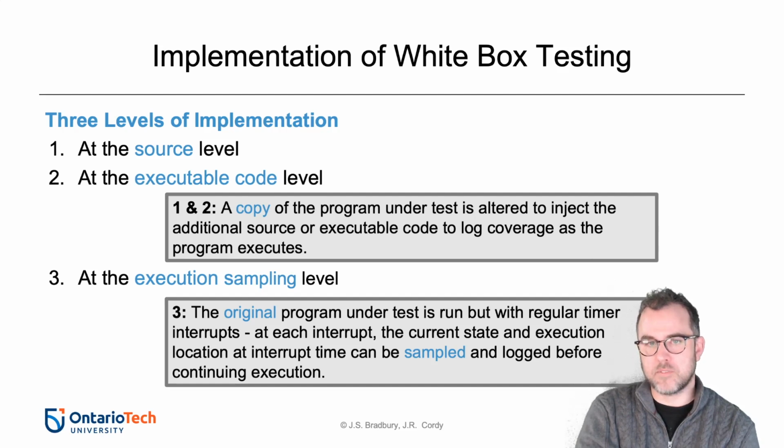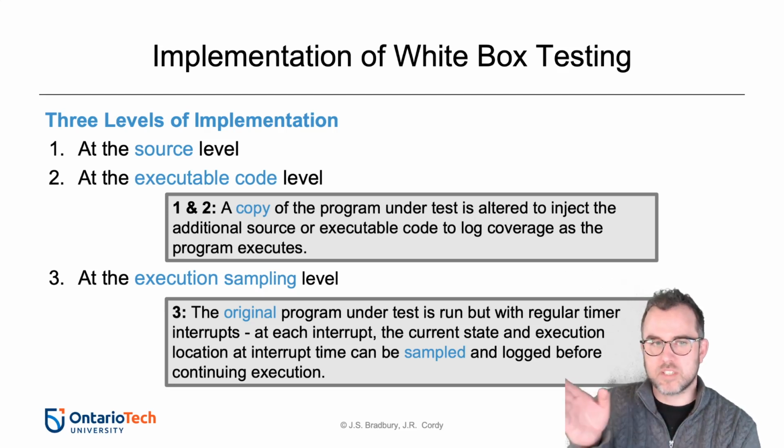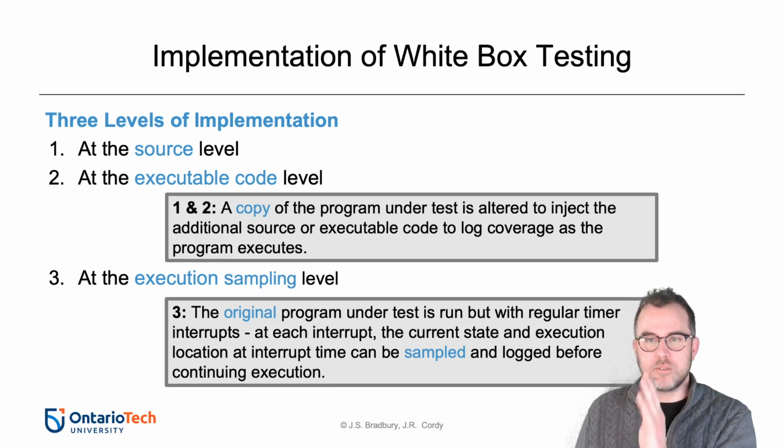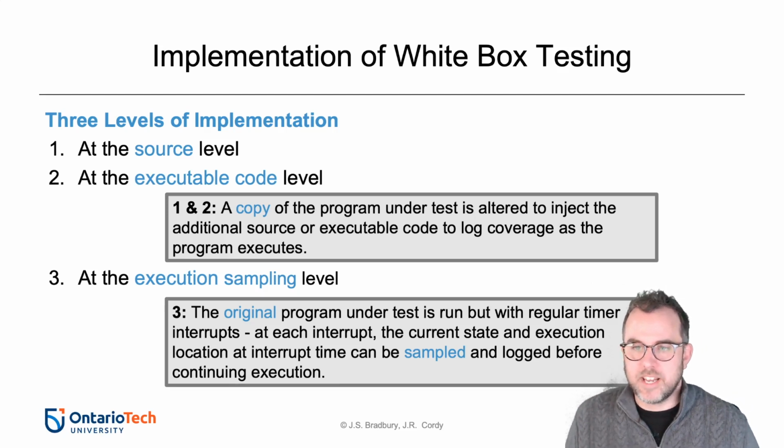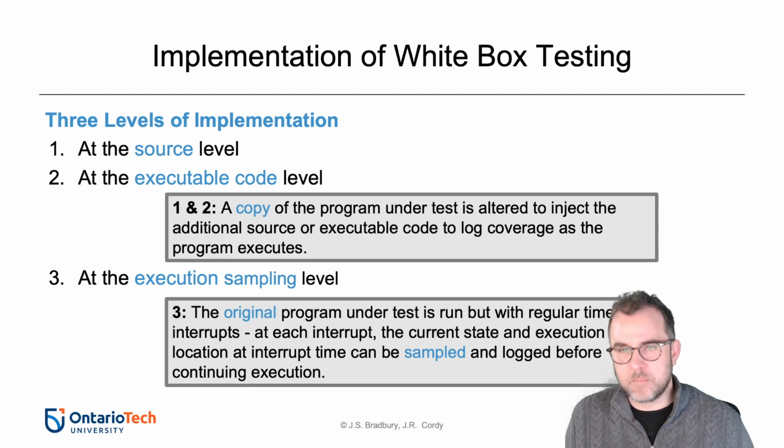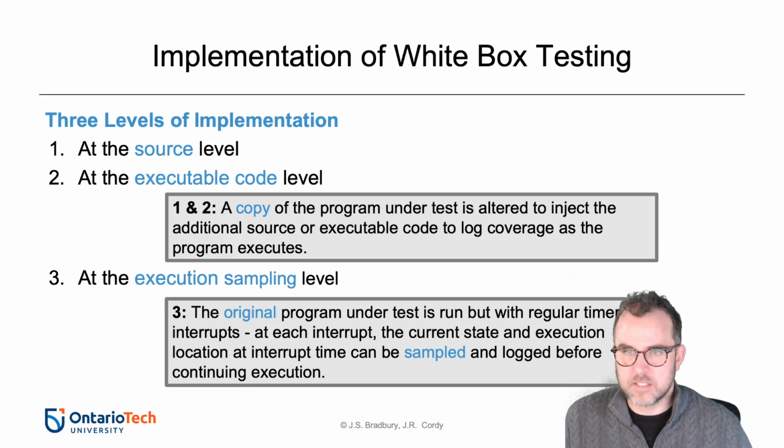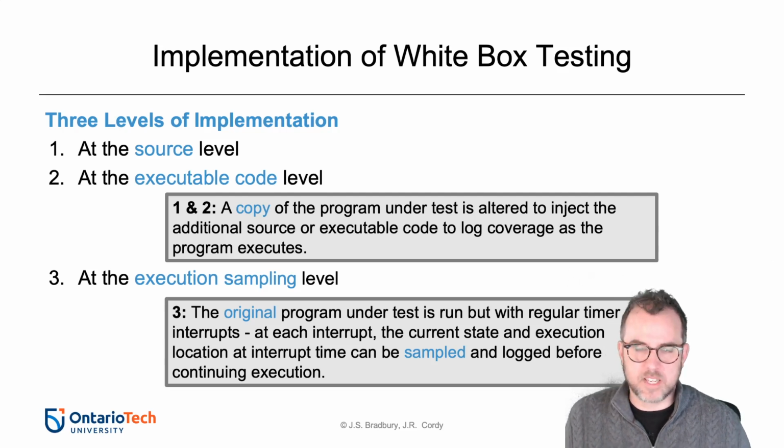At the execution sampling level, it's a little different. What we're doing there is we take the original program under test and we run it, and we use timer interrupts, where at a given point when the interrupt happens, the current state and execution location are sampled and logged. So rather than saying print out every time we're at a statement, we're basically just saying every 2 seconds, tell me what line of code you're at and what the values of all the variables are. And if I do enough samples, I can get a very good idea of the internal workings of the software. Does that make sense? If it doesn't, I've got some examples.